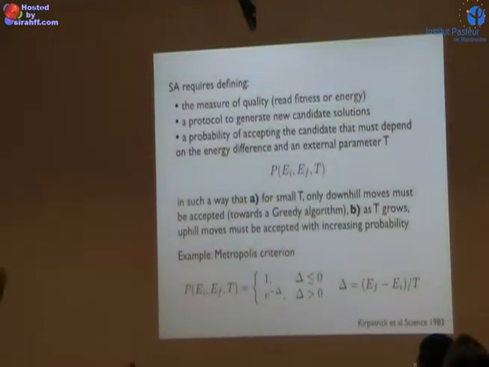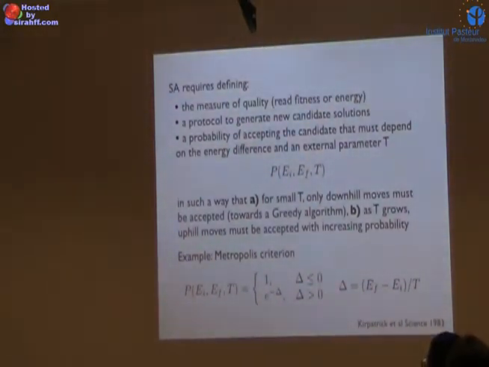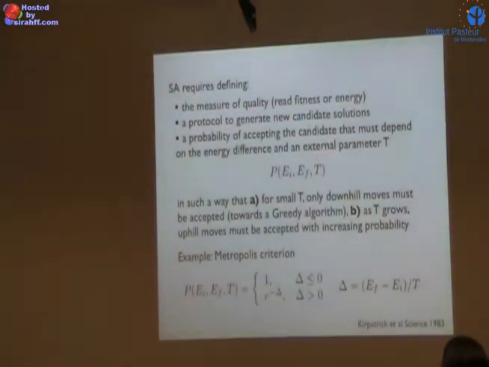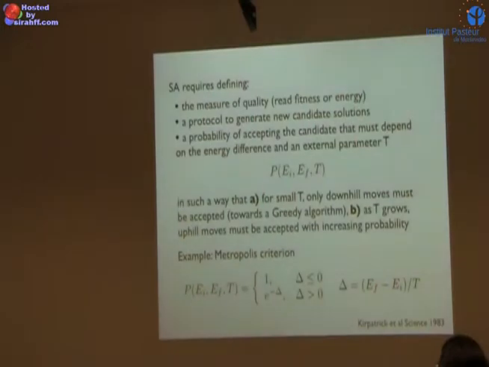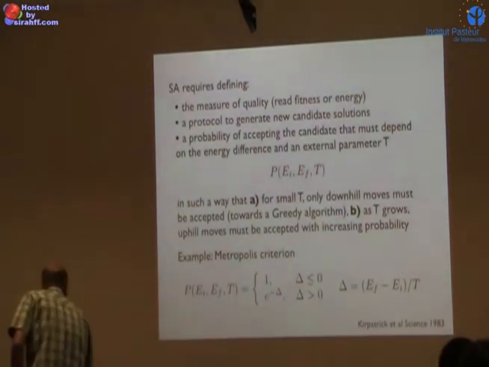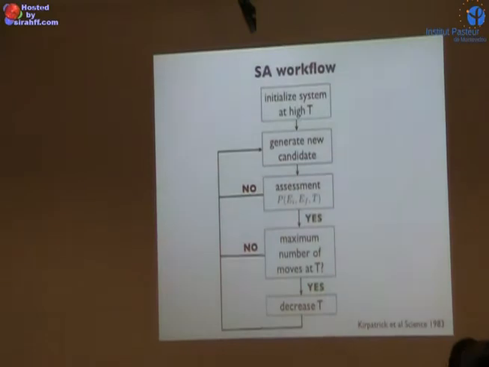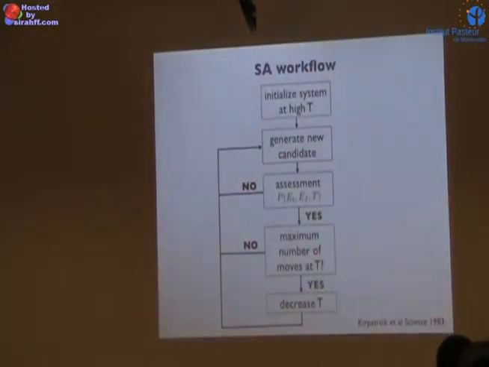So one example of such a scheme for the acceptance is the Metropolis criterion that Giovanni introduced. You take the difference in fitness or energy divided by the temperature, and then you accept or reject based on this probability. So this is what you need to do, and then the workflow of simulated annealing is pretty simple.